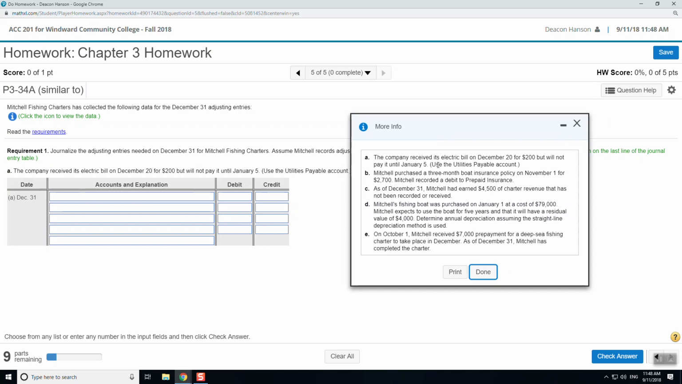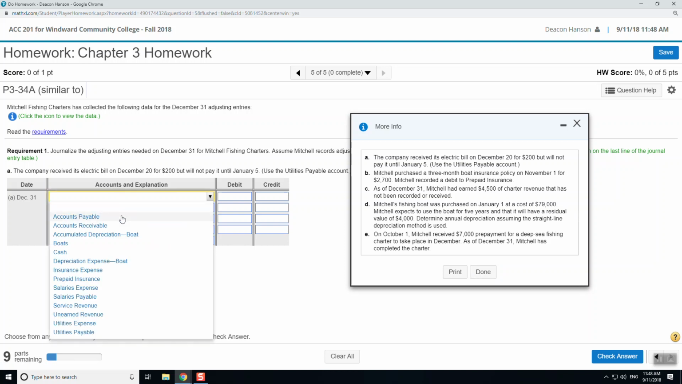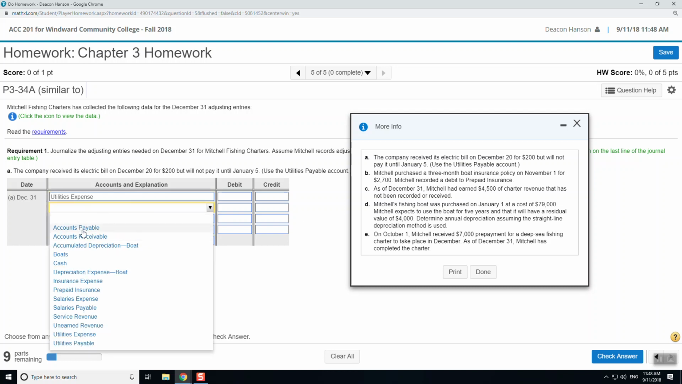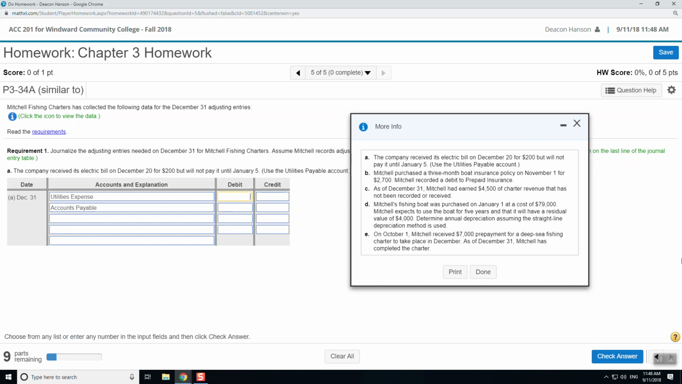The company received its electric bill on December 20th for $200, but will not pay until January 5th. Oh, okay, so we're going to use the accounts payable. We got a bill in the mail, and we're going to record it as utilities expense. Why is it utilities expense? Well, the bill is for December. It's just that we're not paying it until January 5th.